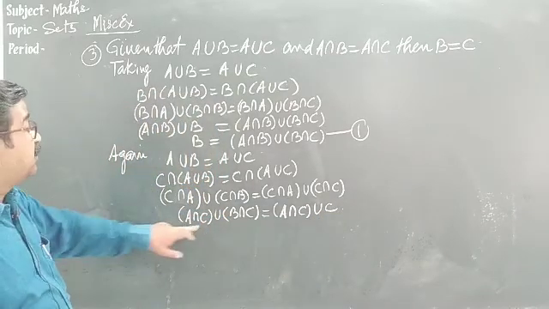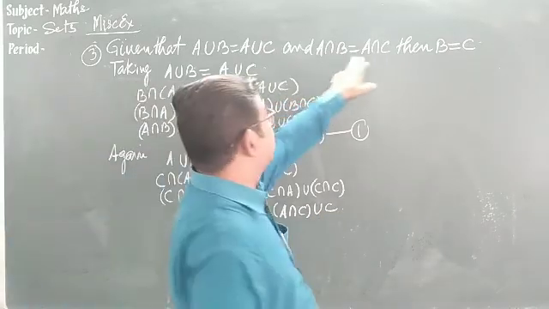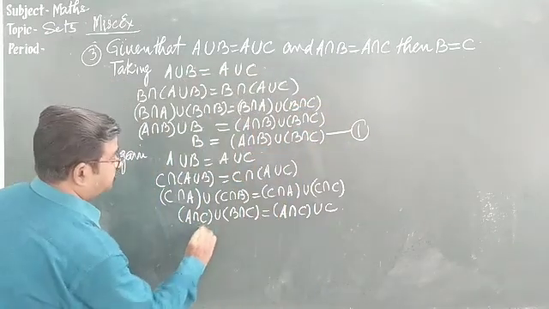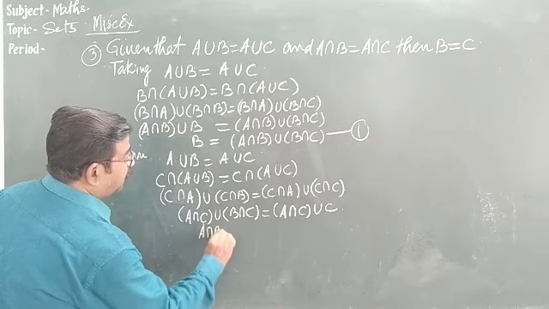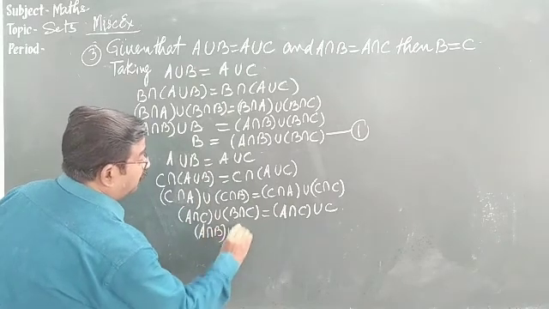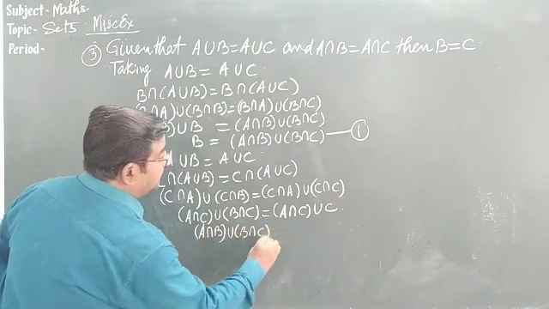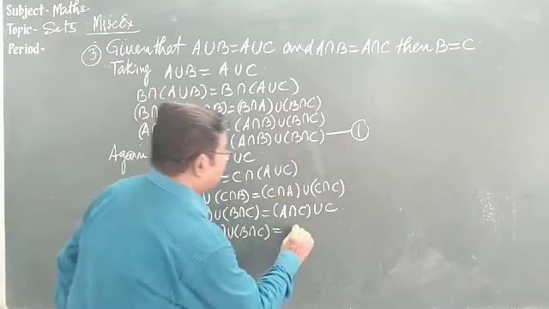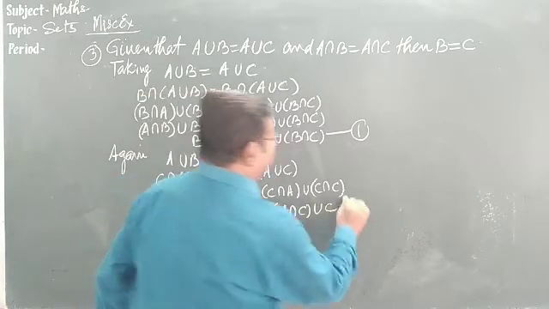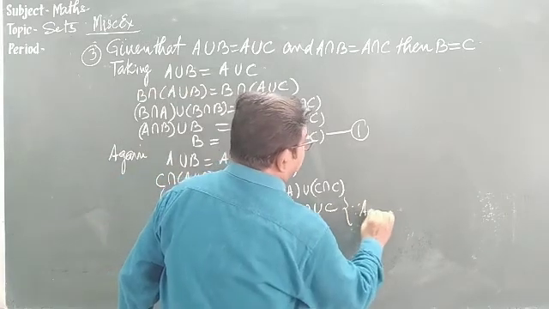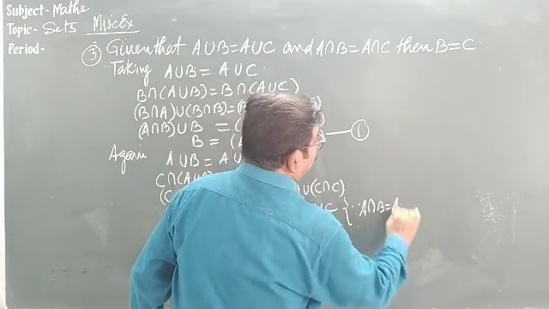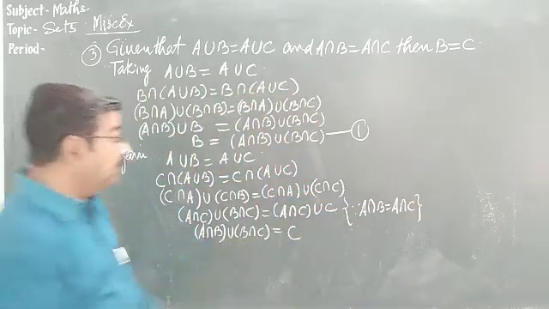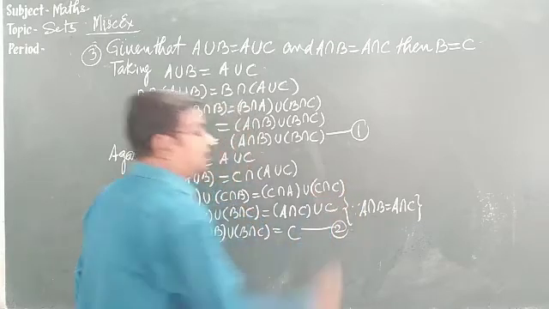A intersection C is equal to what? A intersection C is equal to A intersection B. So we can write here (A intersection B) union (B intersection C), and here (A intersection C) union C is equal to what? C. Here you can write the reason, since A intersection B is equal to A intersection C. So see, this is equation number 2.